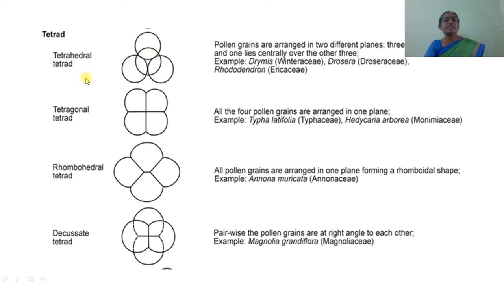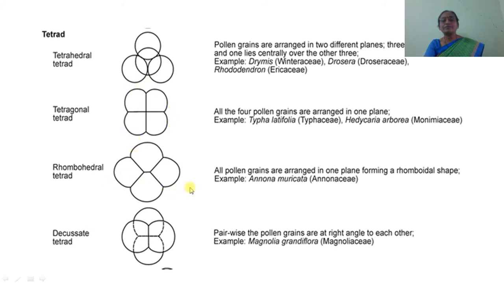The first one is the tetrahedral tetrad. Pollen grains are arranged in two different planes. Three pollen grains are in one plane, and one lies centrally over the other three. And then the tetragonal type, where all four pollen grains are arranged in one plane. They are called tetragonal.